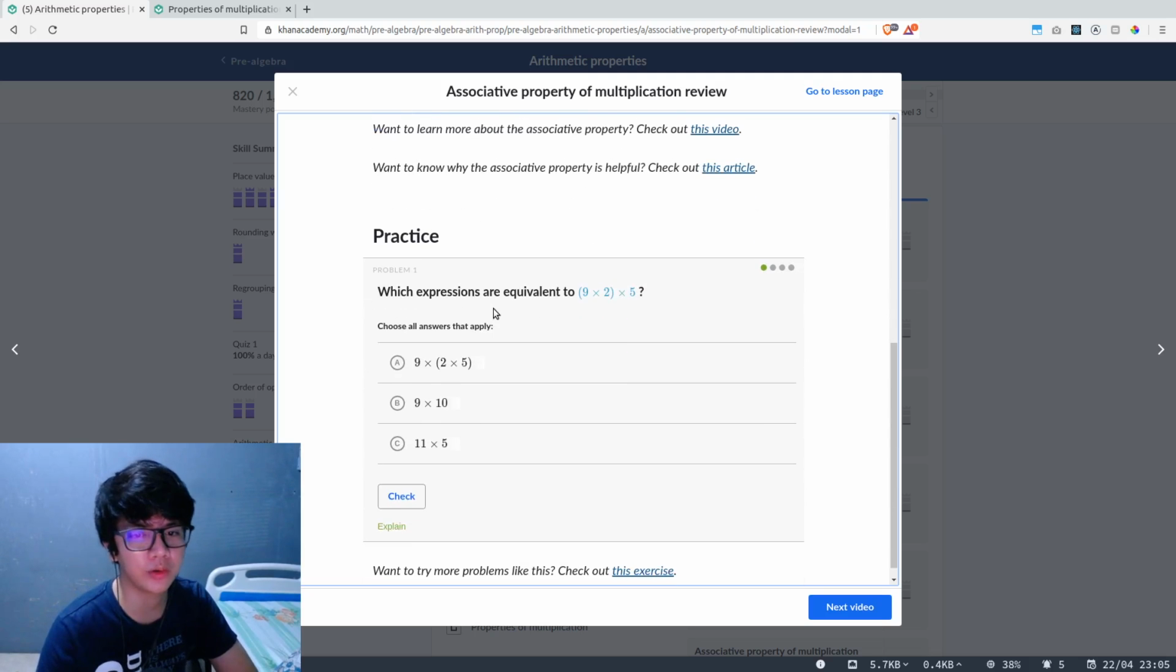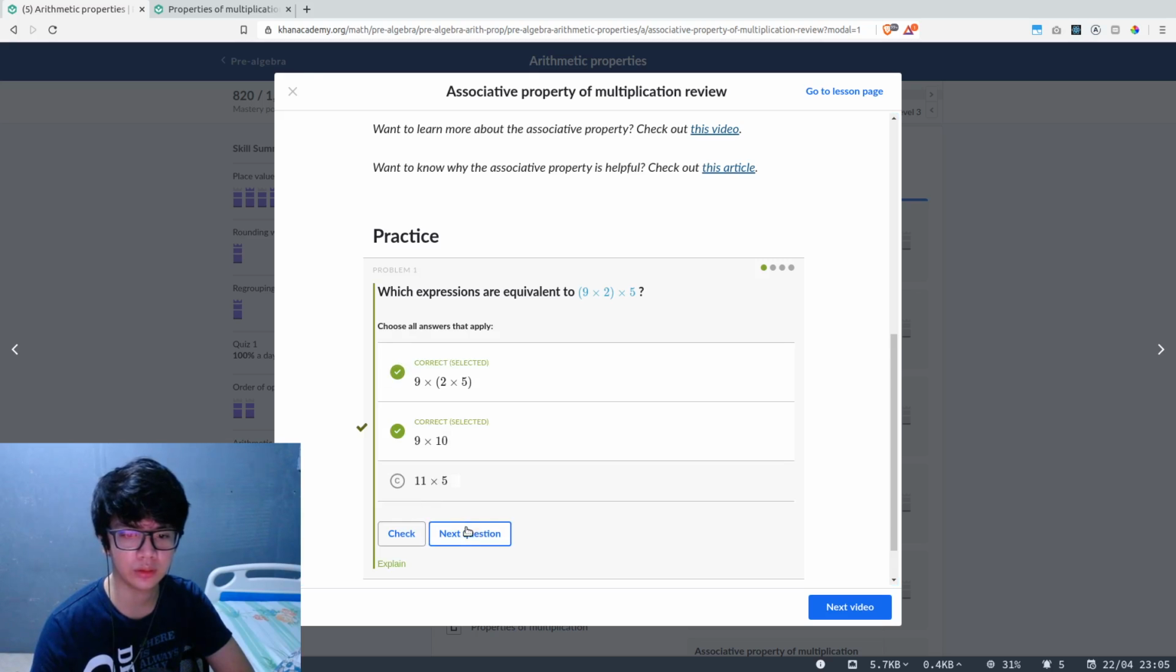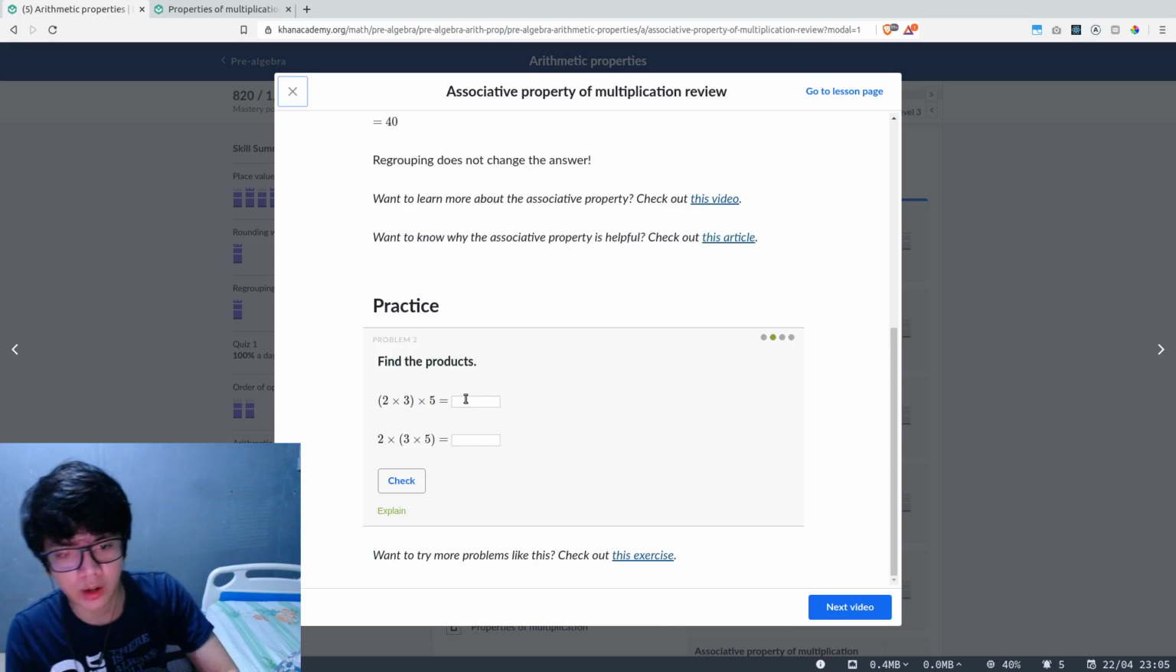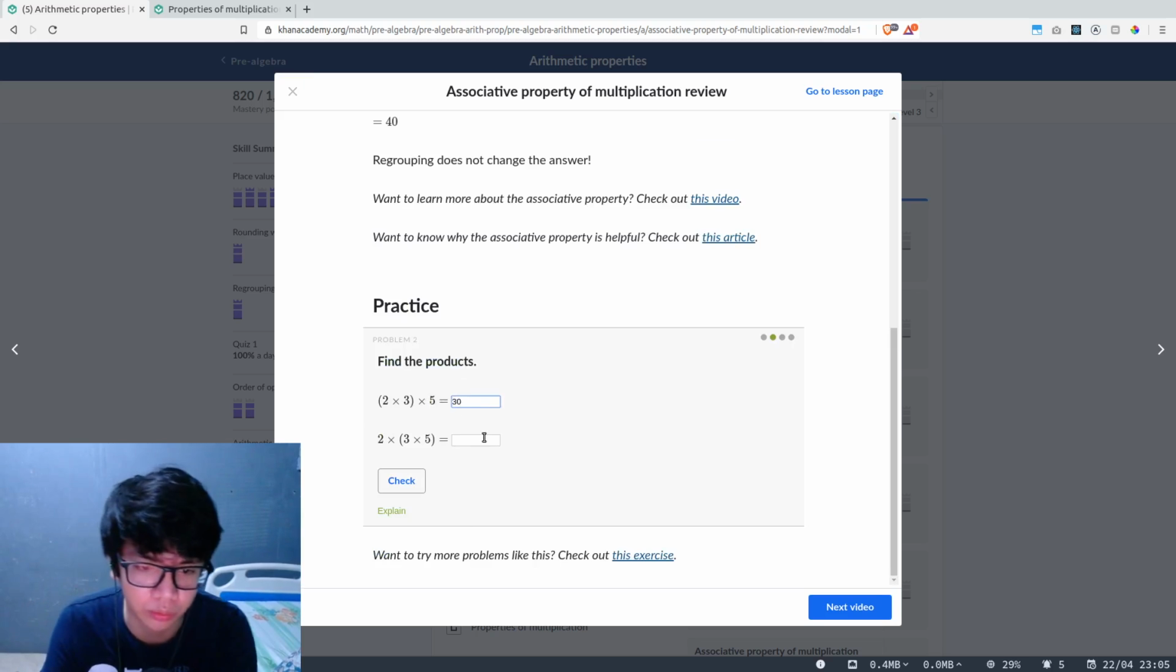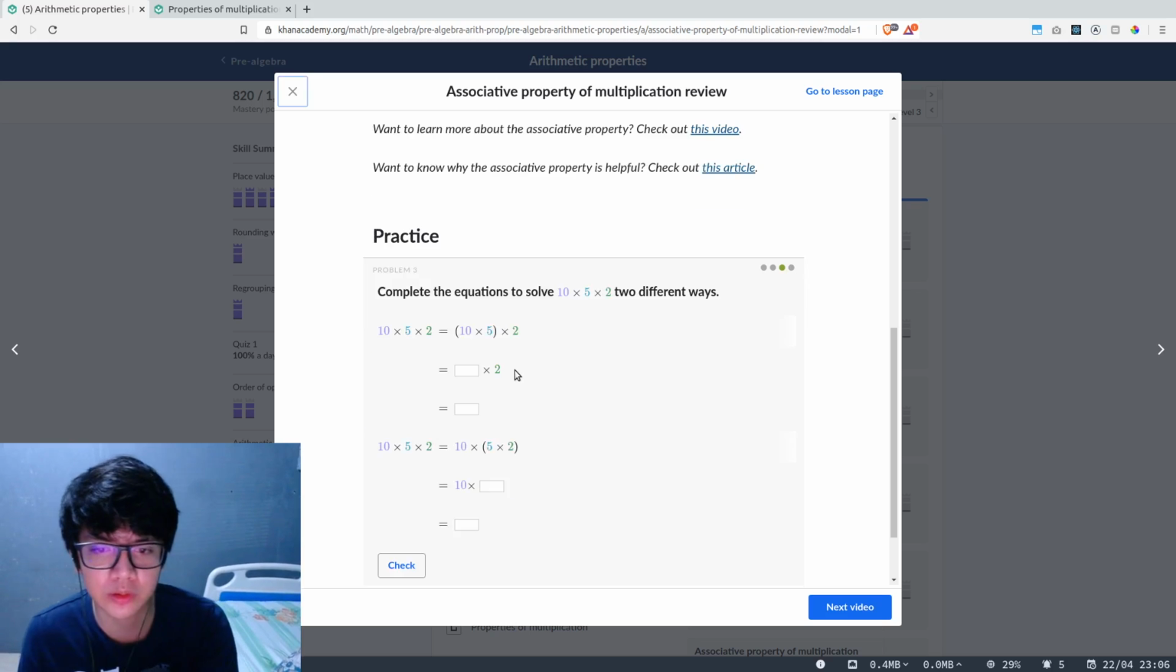Which expressions are equivalent to 9 times 8 times 5? Multiply. Find the products. Okay. That's 6 times 5, 30, and both 30, yeah. 15 times 2 is 30 as well. Complete the equation to solve in different ways.